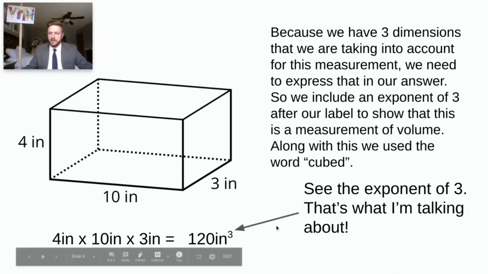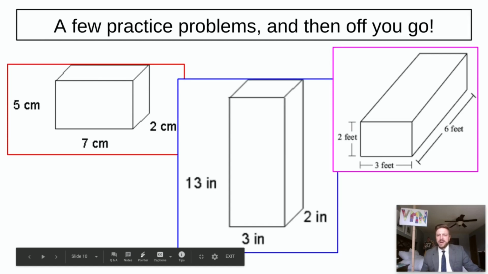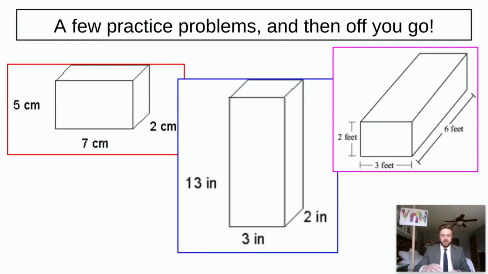There's that exponent of the 3 that I was talking about. Notice that it is an exponent because it has been lifted up or raised up a little bit. It is not the size of the other numbers. We want to work on that as we are writing our labels as well. So a couple extra practice problems for you guys, and then off you go. Why don't we give those a try?